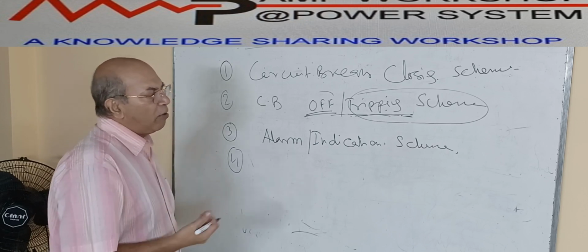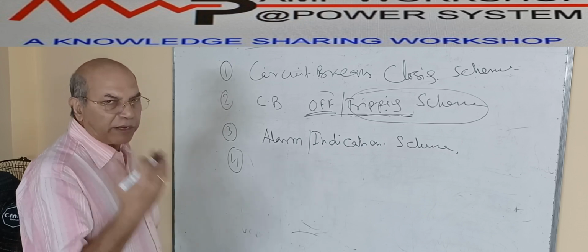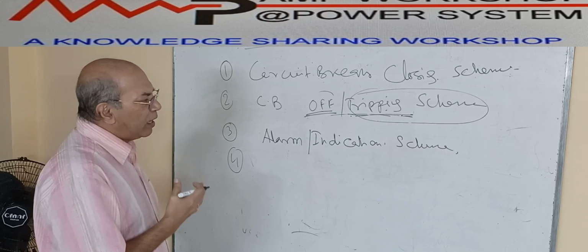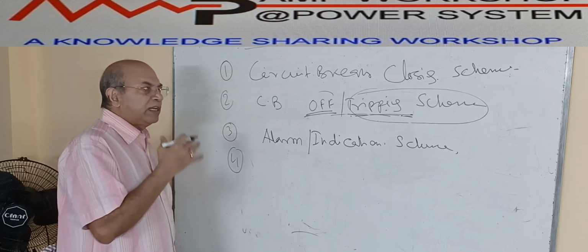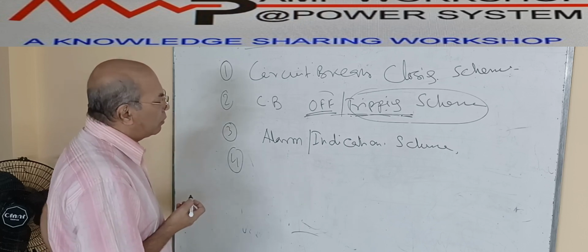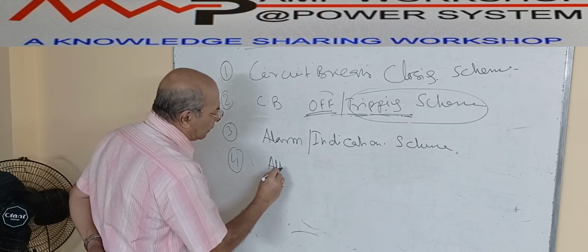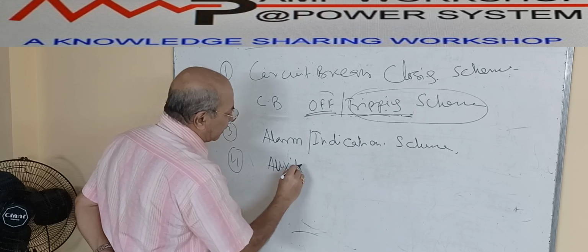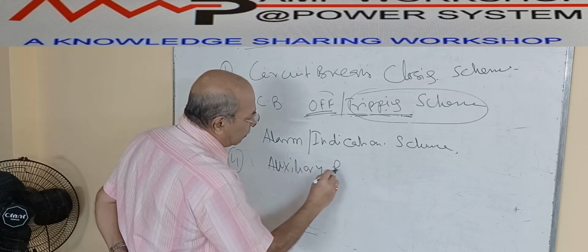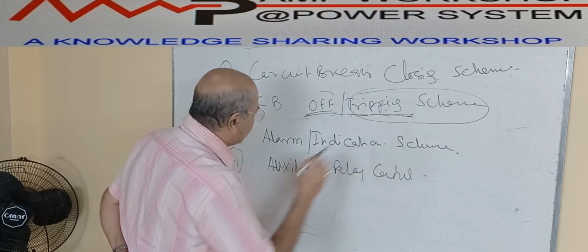So those multiple auxiliary relays also need to be displayed in a proper way, to understand how the auxiliary contacts of the relays are used in the various parts. So that is also one part of the switchgear control schematics, called the auxiliary relay control schematics, or relay control scheme.